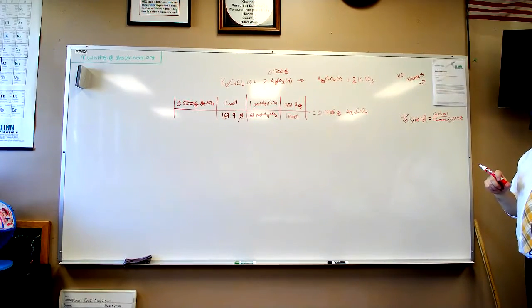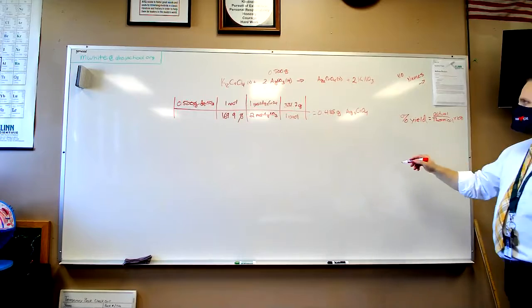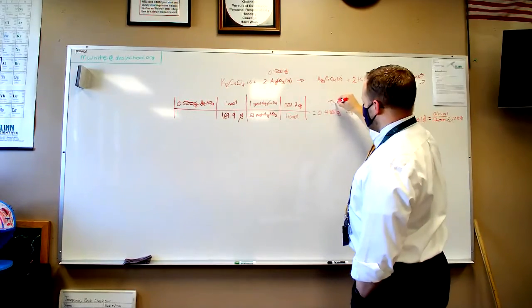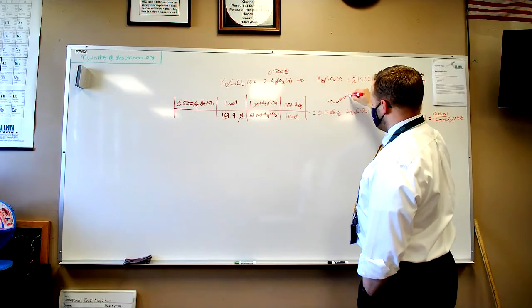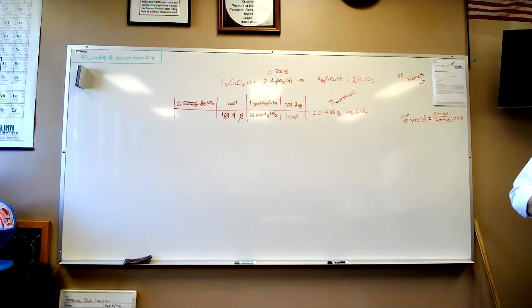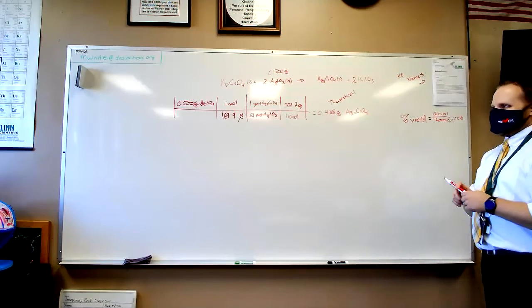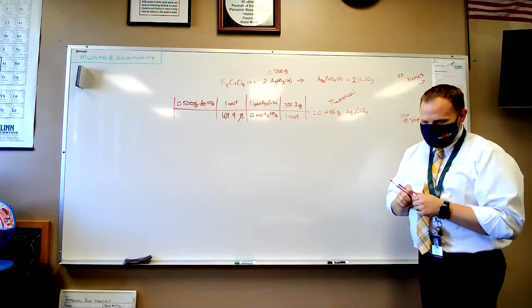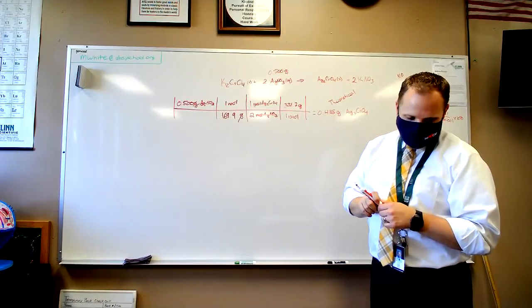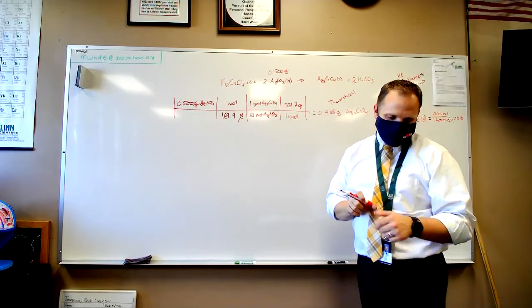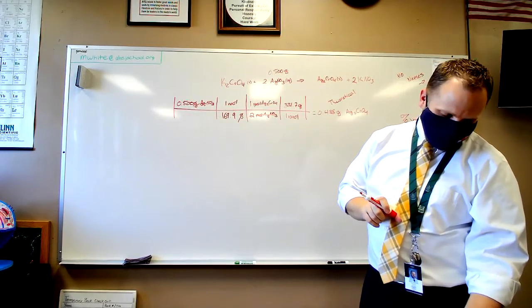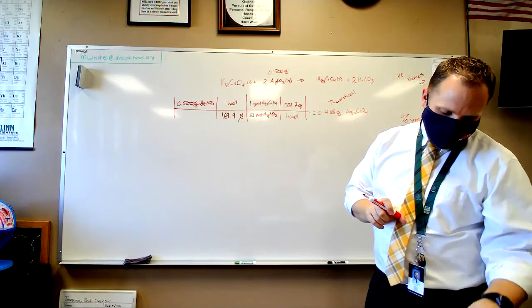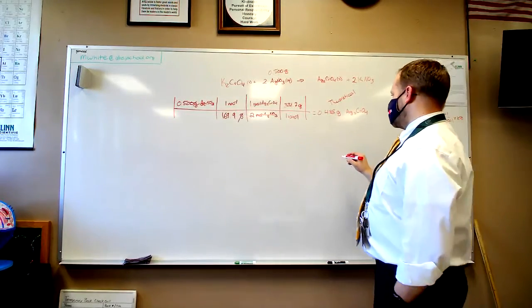Okay. That right there is our theoretical yield. If everything reacted, we should get 0.488 grams of silver chromate. But, as we said, the problem gives us an actual yield. The actual yield is 0.455 grams.